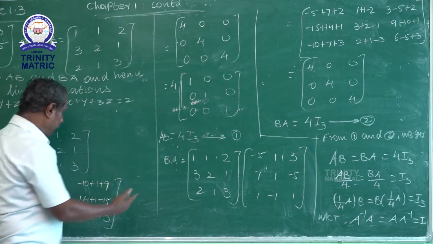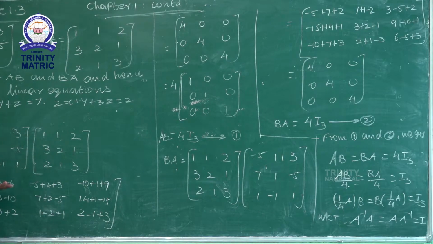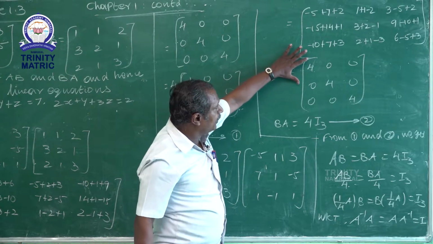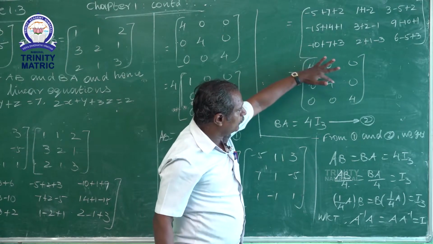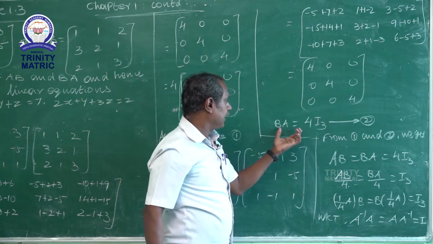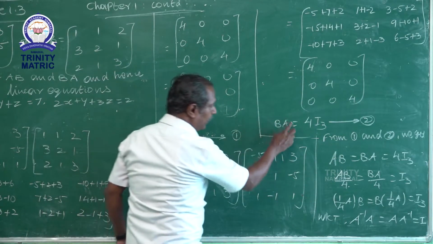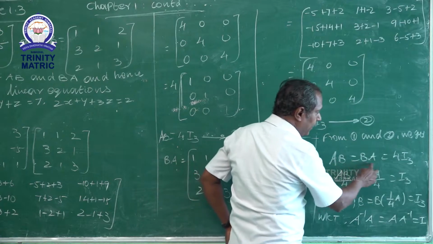In the same way, we multiply BA, that means interchange the matrices B and A. We get the same result, that is 4, 0, 0, 0, 4, 0, 0, 0, 4. We are getting BA equal to 4I3. So comparing the results 1 and 2, we get AB equal to BA equal to 4I3.